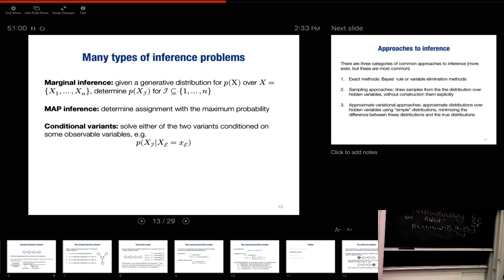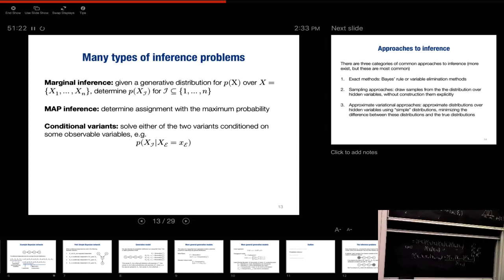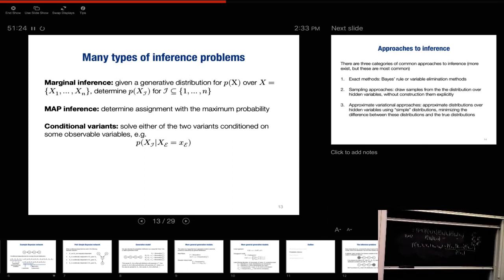Though the main one we're going to talk about in this case is the last one, which is conditional inference. The first type of inference is called marginal inference. If you're given some distribution over a bunch of variables and you want to find the probability of some subset, you're essentially summing out over all possible values of the remaining variables to get a distribution over just the ones in x sub I.